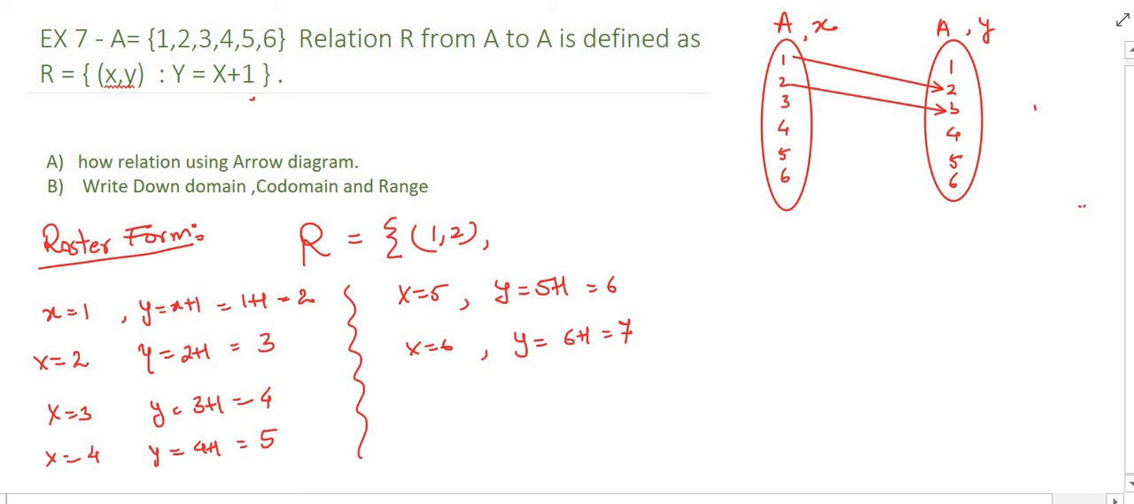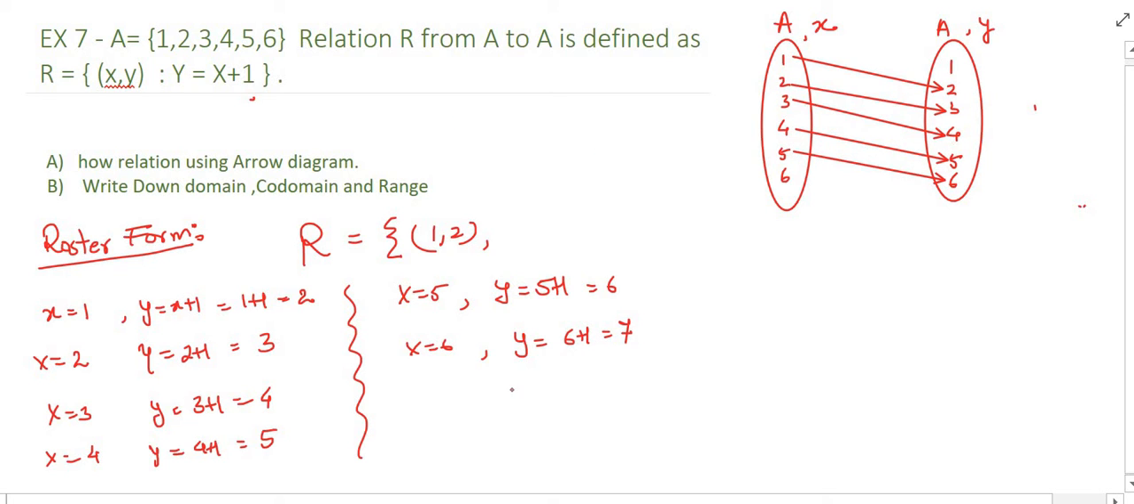See, where is 3 connected? 3 is connected to 4. Now 4 is connected to 5. 5 is having a relation with 6. Now 6 is having a relation with 7.